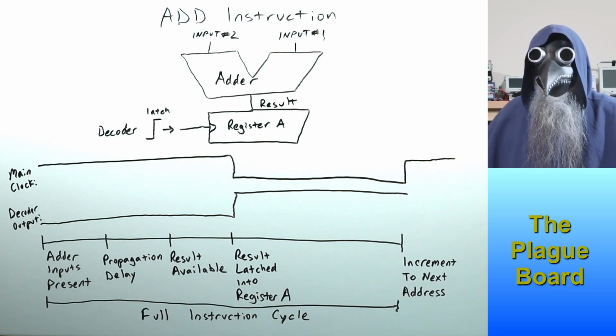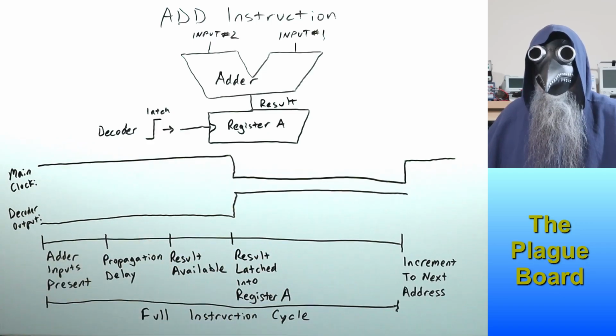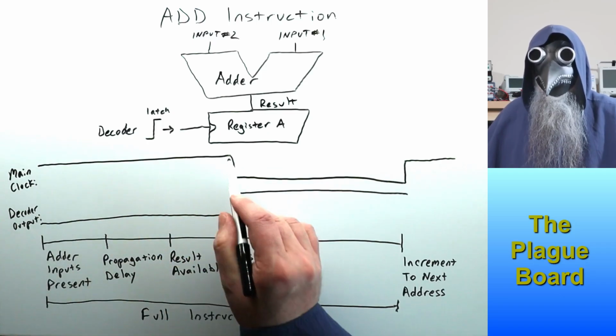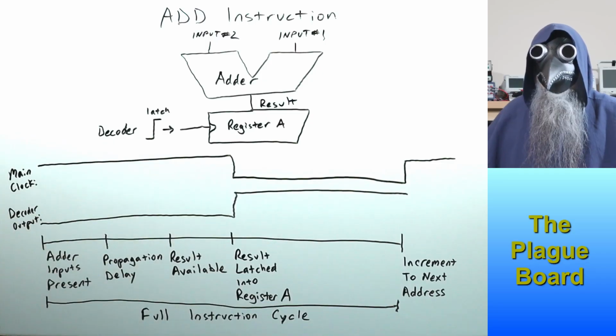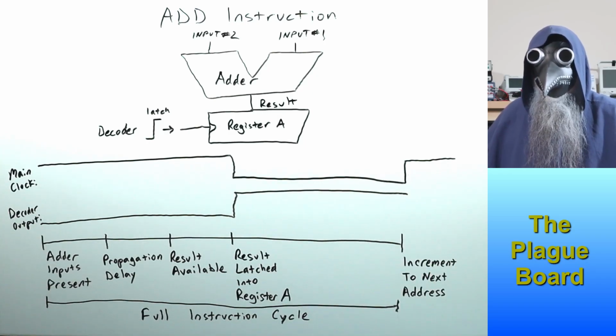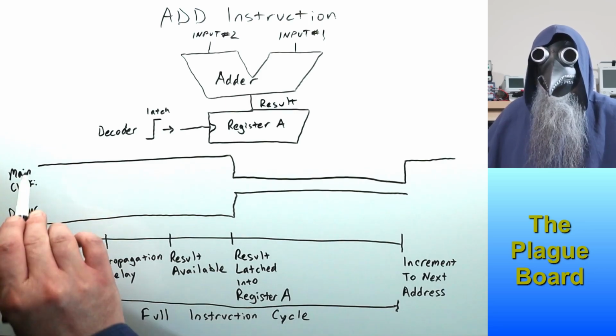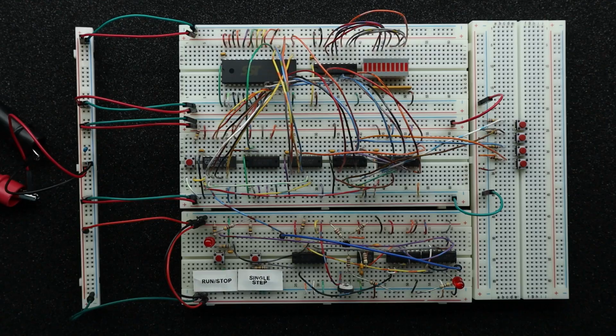So, for the instruction to properly execute, we first need the operand sent to the adder, which requires the clock to be high. Then we need the result latched into the register, which requires a high to low transition of the clock. And finally, we need to increment to the next instruction, which requires a low to high transition of the clock. This means that the proper execution of an instruction for this CPU requires the main clock to start out high. Let's try a little experiment on the breadboard.